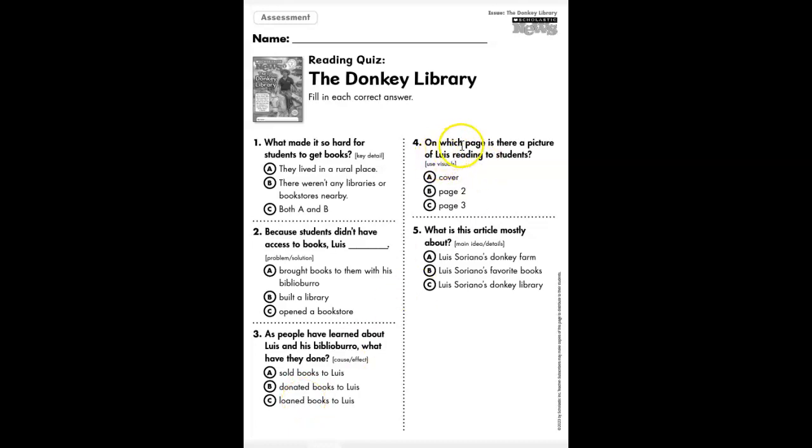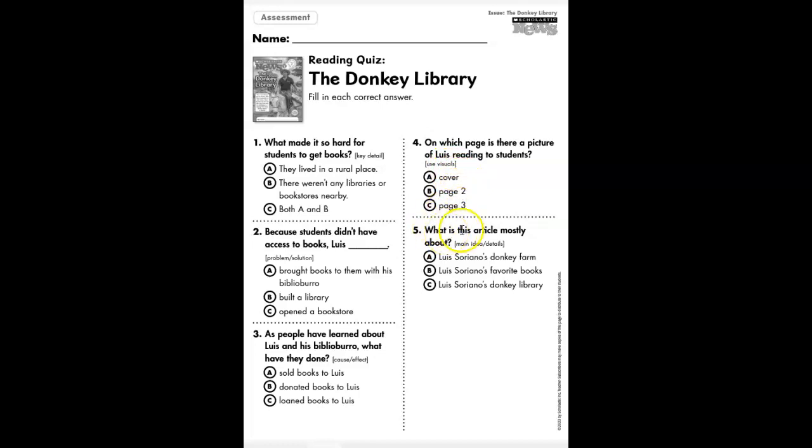Question 4. On which page is there a picture of Luis reading to students? A, the cover, B, page 2, C, page 3. Look back in your Scholastic News. Which page shows a picture of Luis reading to his students? The cover, page 2, or page 3?